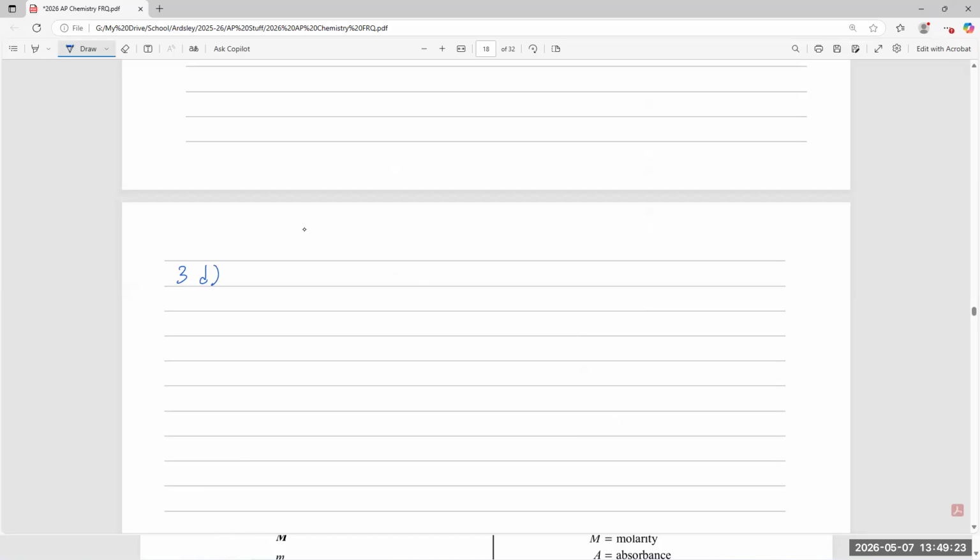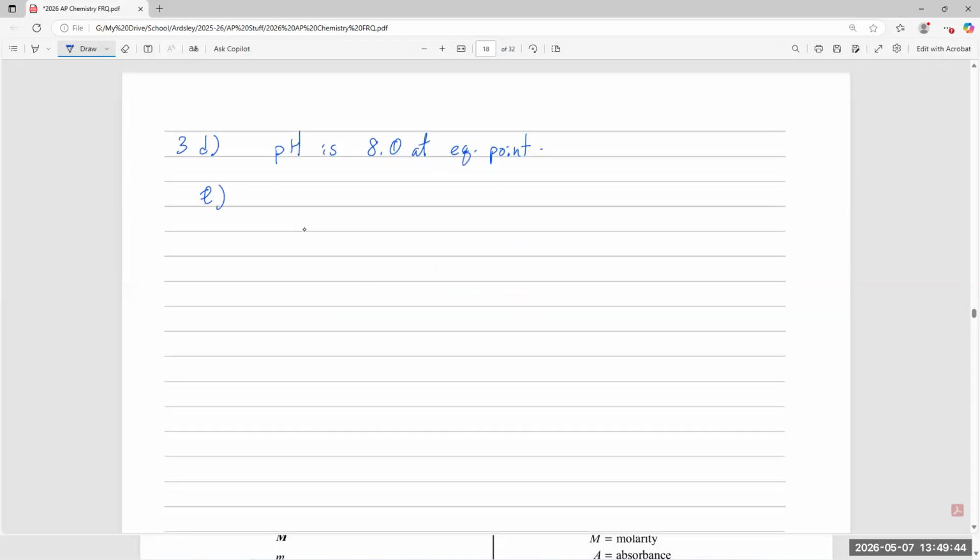All right, 3D. The pH is 8.0 at the equivalence point. Okay. And then part E, what do they want you to calculate? Calculate the molarity of HNO2. So they want the molarity of the acid.